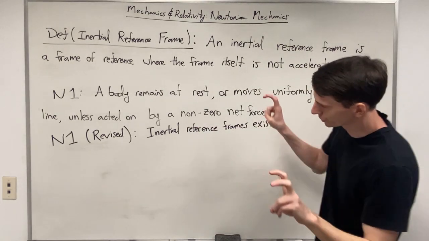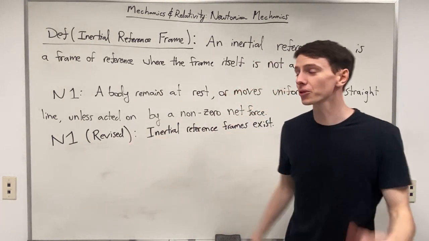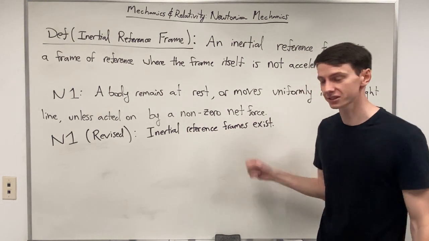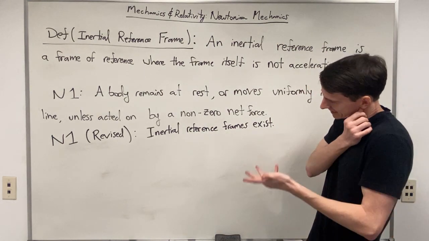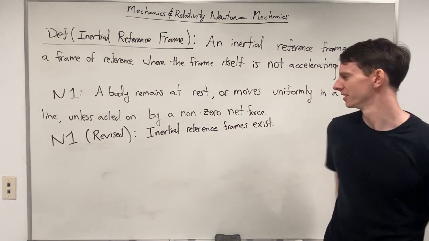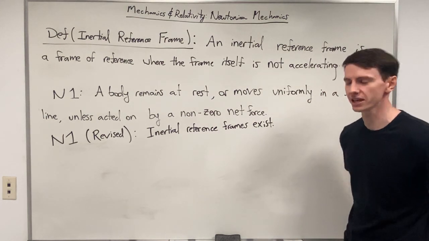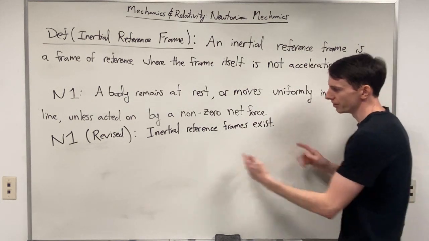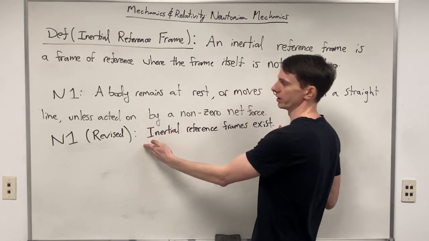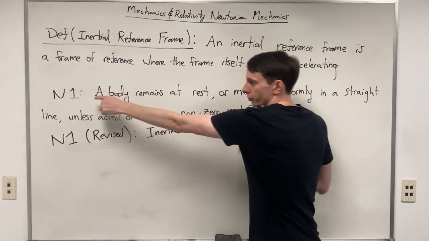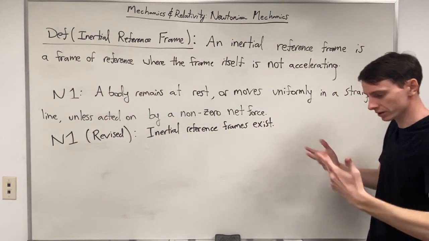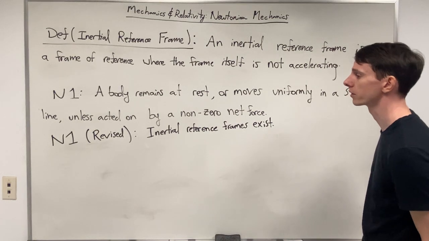Okay, so Newton's first law revised. Another way of saying this is that inertial reference frames exist. It's such a compact statement, but hopefully it makes sense too, right? And this is an inherent requirement in order for this longer statement to be true in the first place. And that's what we've spent a lot of time trying to show so far, right?